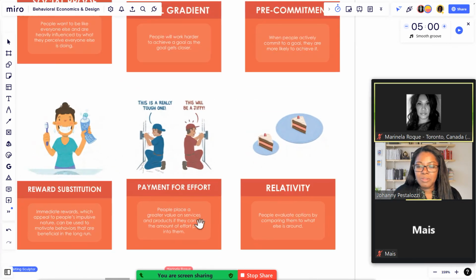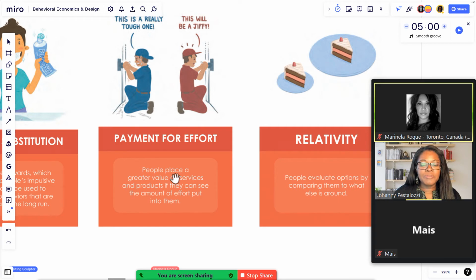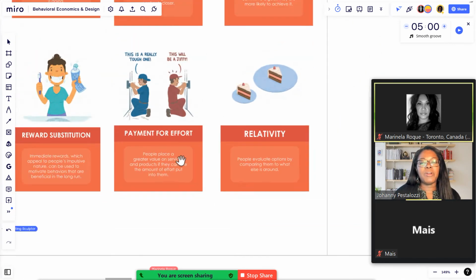Good. And then also payment for effort. This is around people placing a greater value on services and products if they can see the amount of effort put into them. So it's a bit tricky, but the idea is essentially to tell users in some way how much CO2 is actually emitted by this process of reordering and returning and rebuying, so that they care a little bit. So if they know, okay, do you really need to think it twice? If you're not being careful, please just order if you really need it, and something around that.